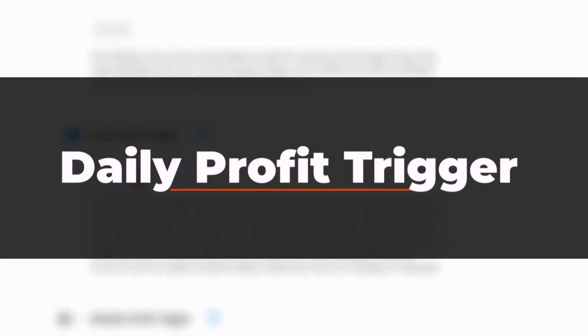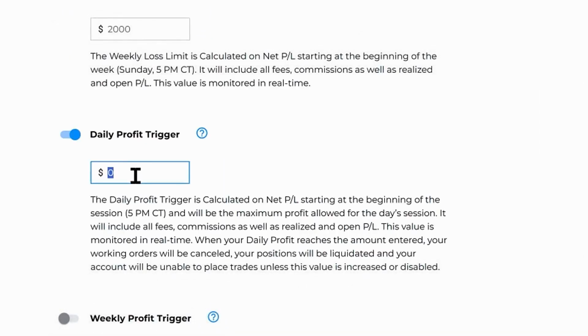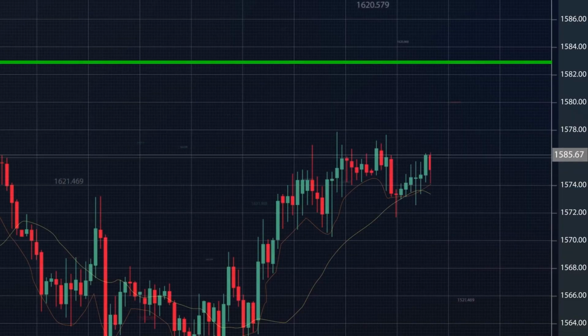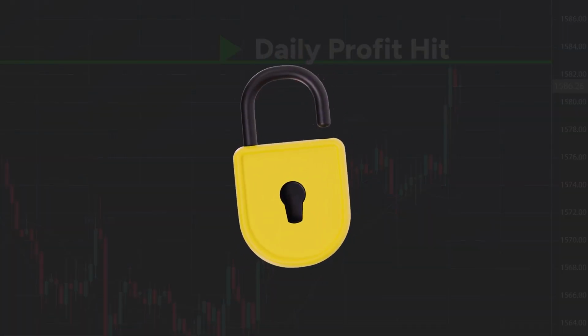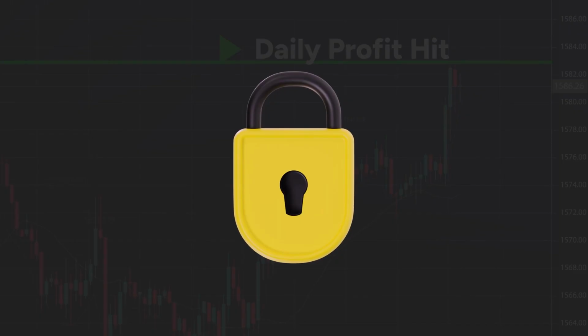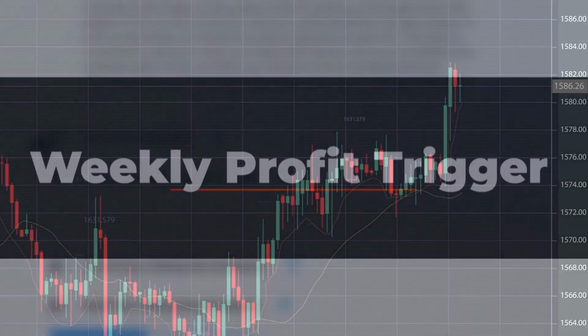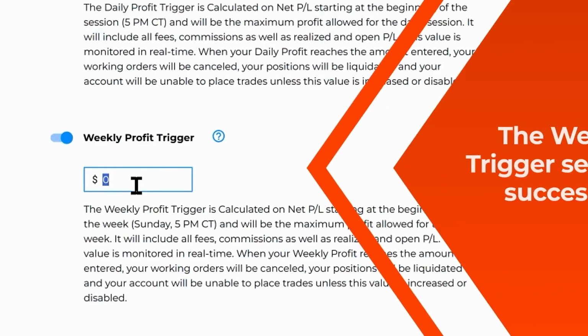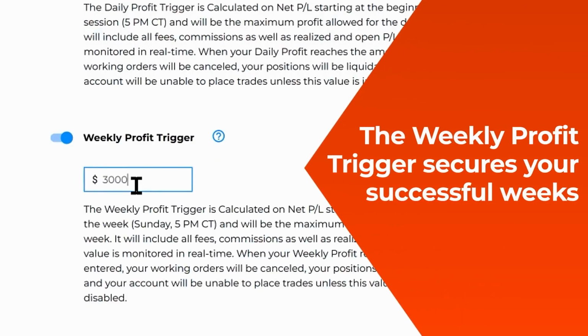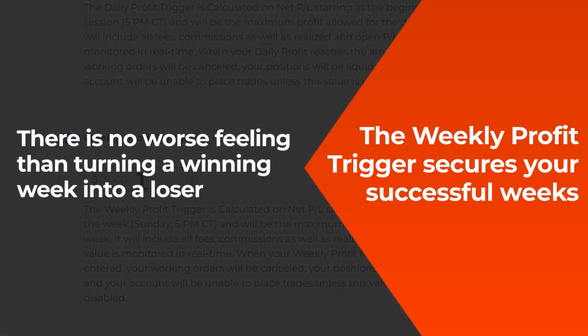Daily Profit Trigger helps you lock in winning days. Once you hit your daily profit target, the system restricts further trading, ensuring you don't give back gains through overconfidence and overtrading. Booking profits can be just as important as limiting losses. The weekly profit trigger secures your successful weeks. When you've hit your weekly goal, this feature helps you resist the temptation to push for more. There's no worse feeling than turning a winning week into a loser just because you didn't know when to quit.